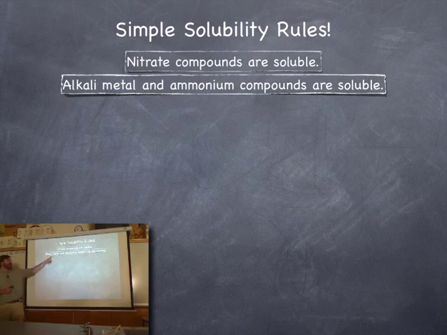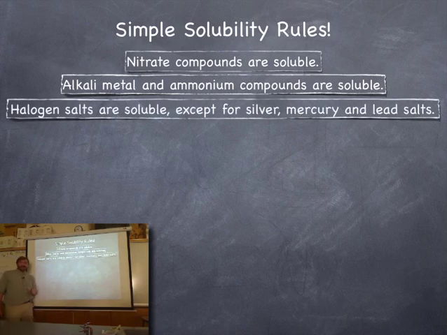If you have ammonium as your positive ion, or you have an alkali metal as your positive ion, they're not going to bond together. It's either or. If you have either of those as your positive ion, it will be soluble. It will break apart in the solution to produce individual ions. It is not going to react together.